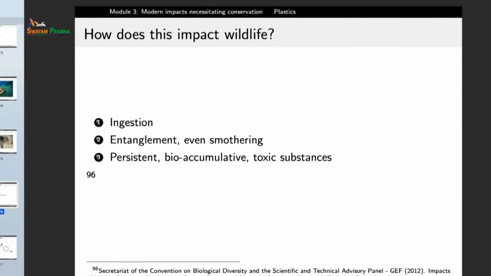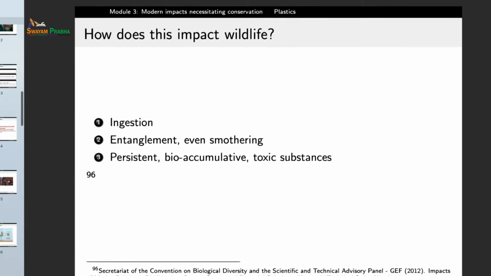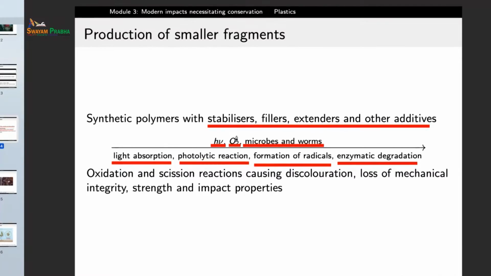Another way is through the release of persistent bioaccumulative toxic substances. Now, you'll remember that plastics have these chemicals, stabilizers, fillers, extenders, and other additives to improve their properties. Once you have released a plastic into the environment, and this plastic is now floating on the surface of a water body, these substances that were added into the plastic can slowly get leached out.